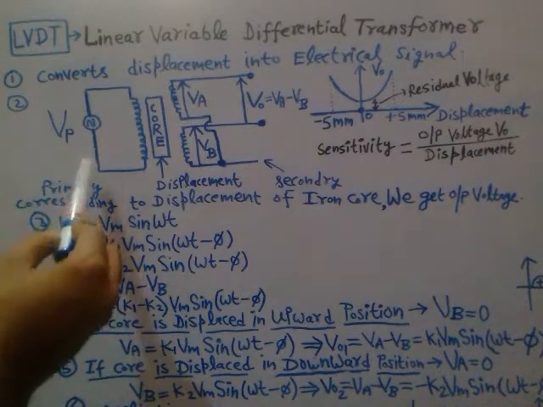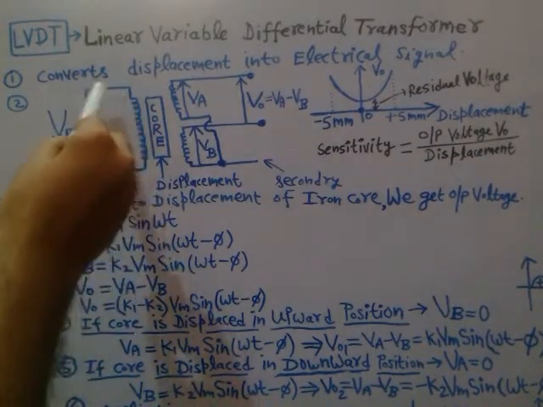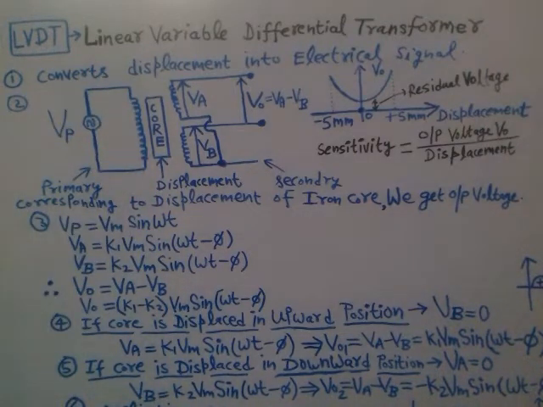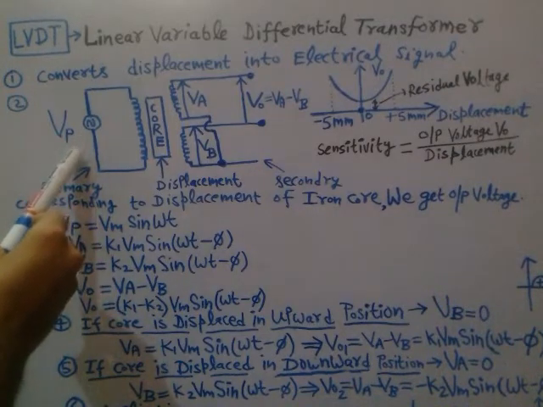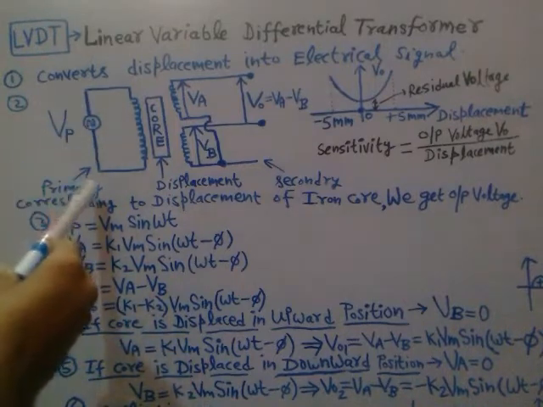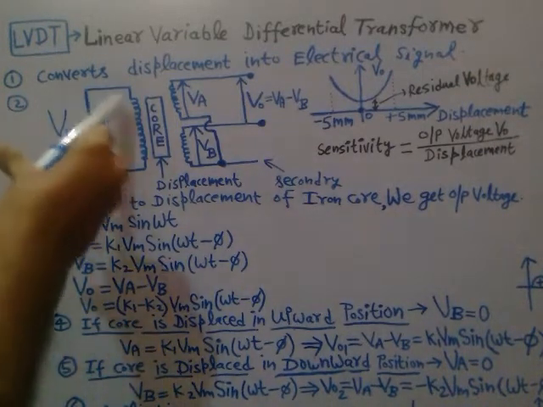So here we have a single primary winding. VP is the primary voltage. Why primary? Because we have connected an alternating voltage source on this side. That's why this is a primary voltage source. This is a primary winding, right?